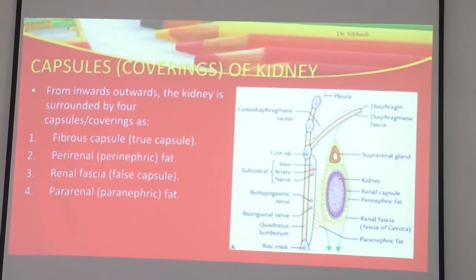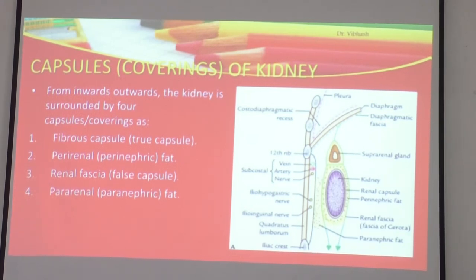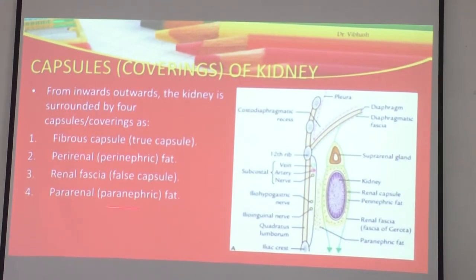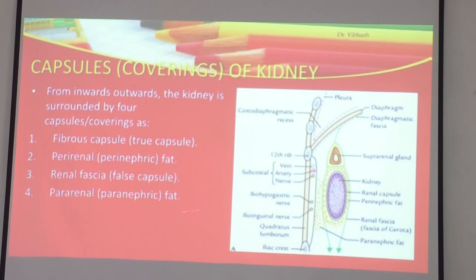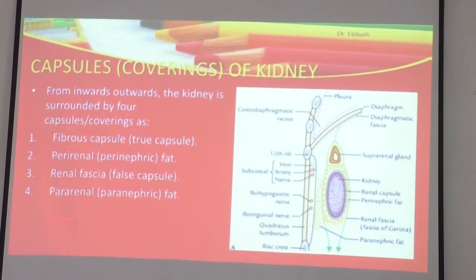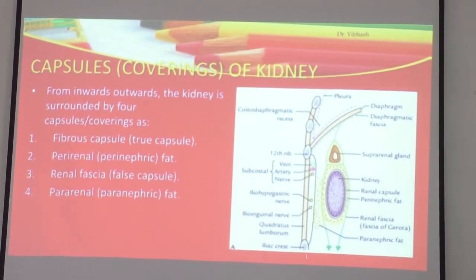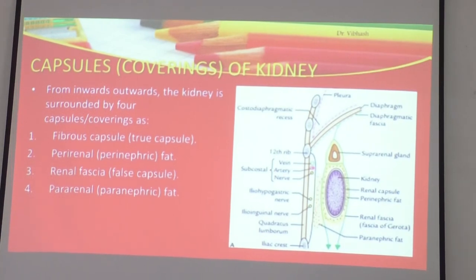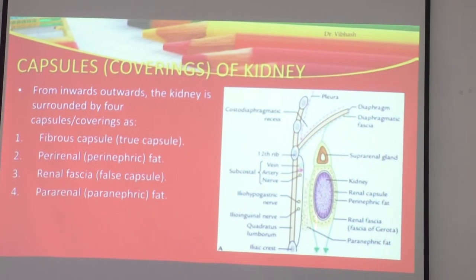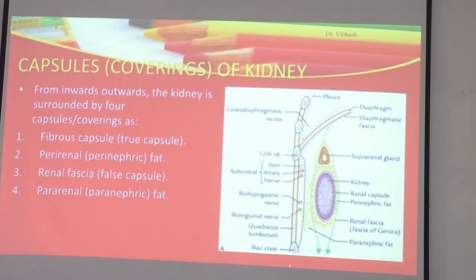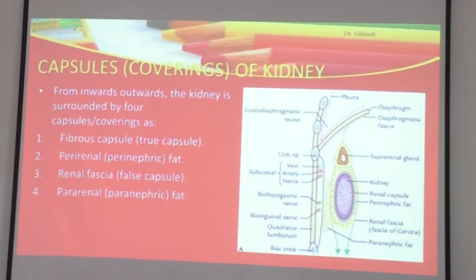Reflection of this renal fascia is asked in your Viva. Then pararenal or paranephric fat. This is perinephric fat outside the kidney, and outside the renal fascia will be the paranephric fat or pararenal fat. This is very, very important. It lies only on the posterior surface. Location is important, okay? And it separates the kidney from the posterior abdominal wall.